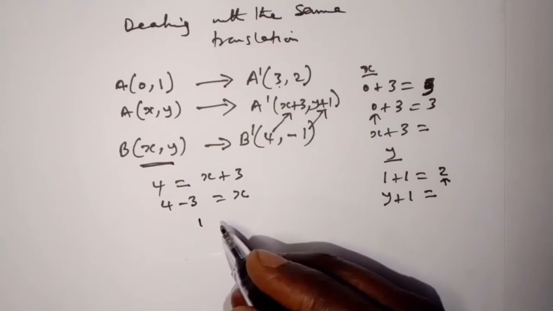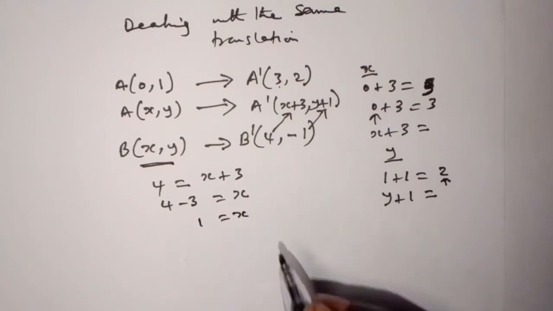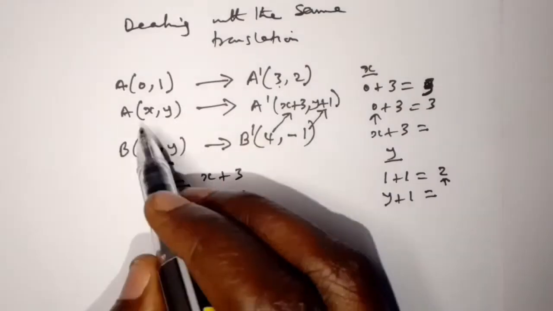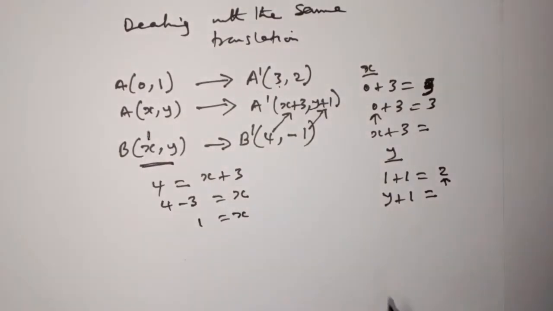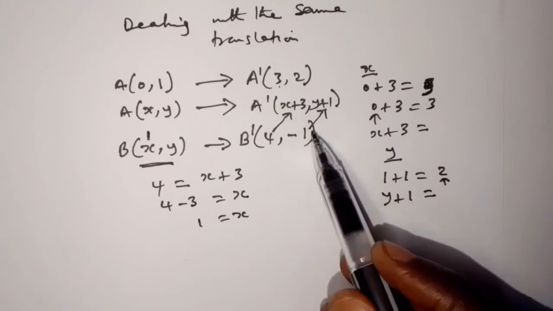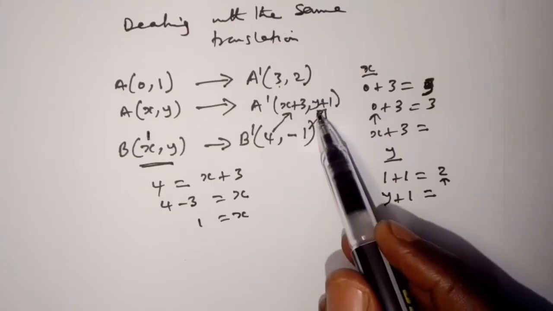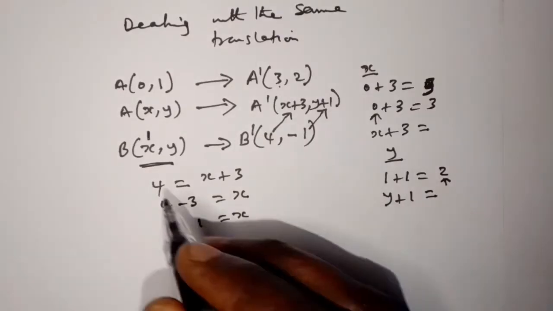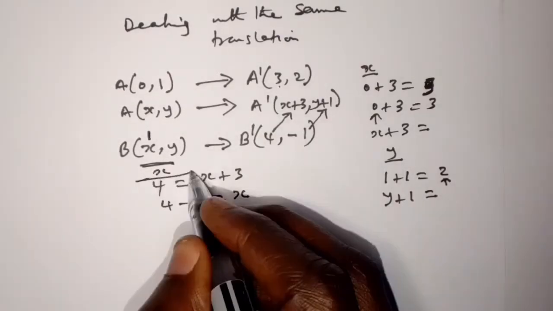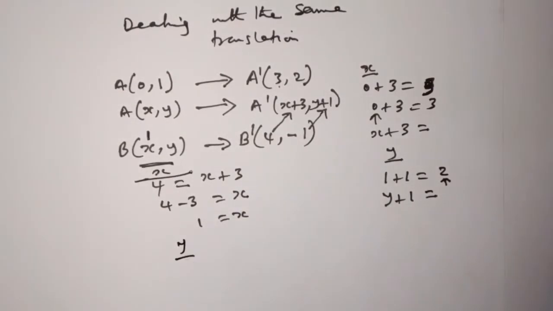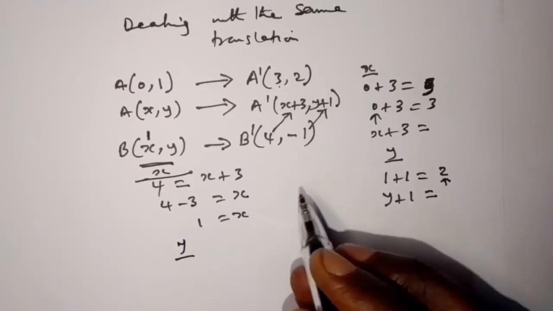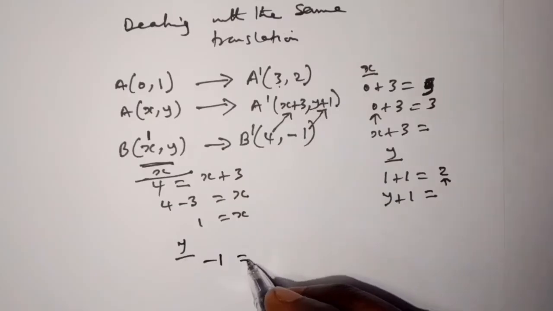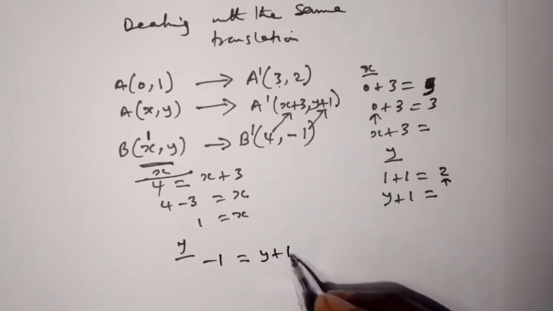1 is equal to x. So our x is going to be 1 here. Then now we equate negative 1 is equal to y plus 1. That is for y. This was for x. Now this one for y. Y here, we can say that negative 1 is equal to y plus 1.